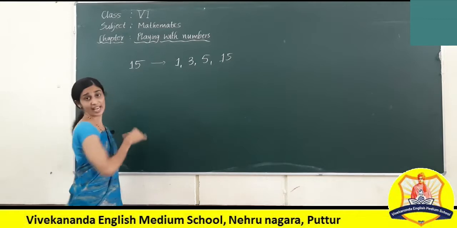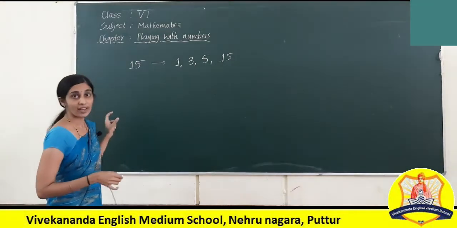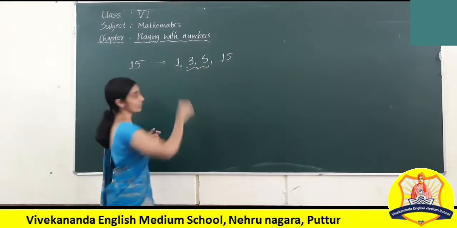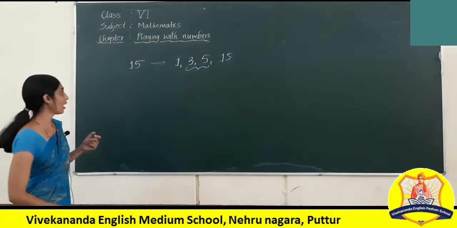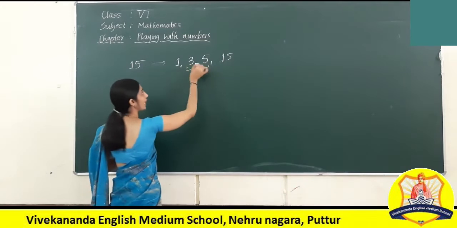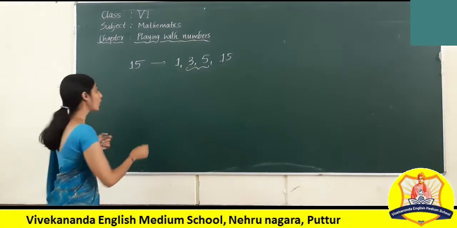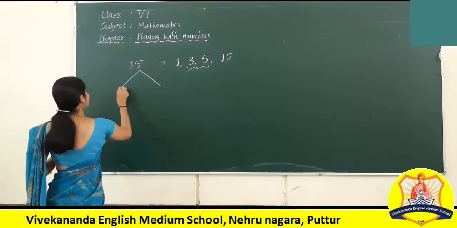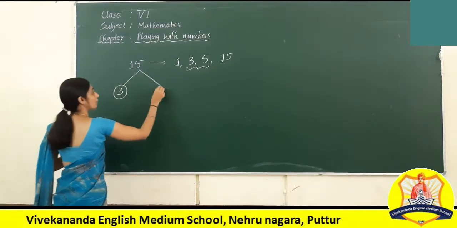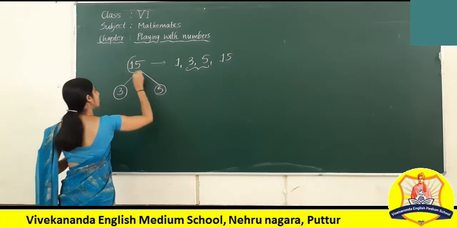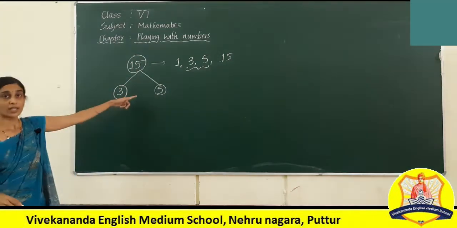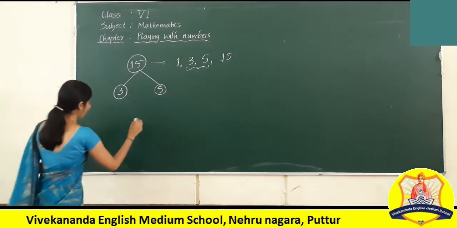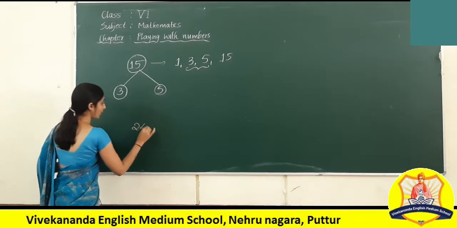Now I will express this 15 as the product of its factors. Okay. 3 5s are 15. Am I right? 3 5s are 15. Okay, let me take another example, 24.